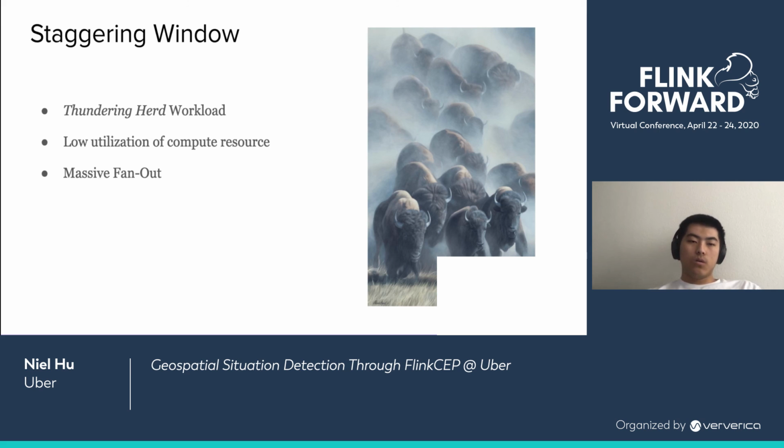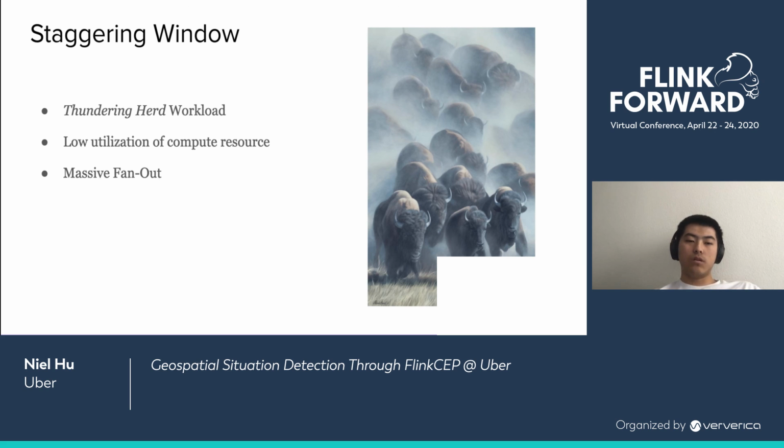What the staggering window means is that it addresses the problem that the Flink window assigner always assigns the same end time for all panes across multiple partitions. No matter how many partitions or how much parallelism you have, all the windows always end at the same time. All the panes always end at the same time. So it causes what is called the thundering herd problem. It means that all the compute load and I/O load peak at the same time. It creates low utilization of the resources because they're idling for the rest of the time.